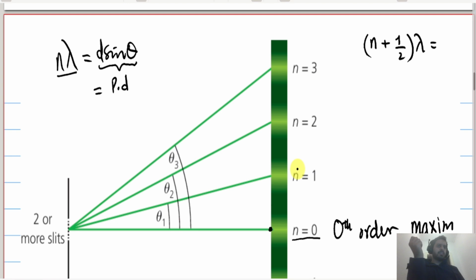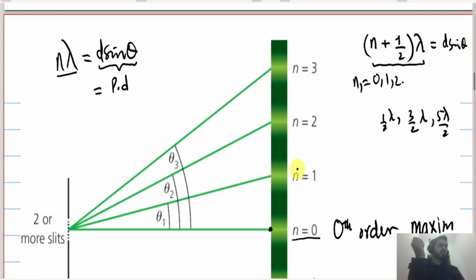equals d sine theta. So if now I substitute n equals 0, 1, 2, 3, what you will get from this part is half lambda, 3/2 lambda, 5/2 lambda. All of these conditions for path difference will give you destructive interference.